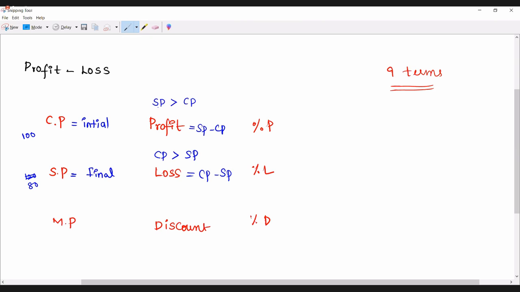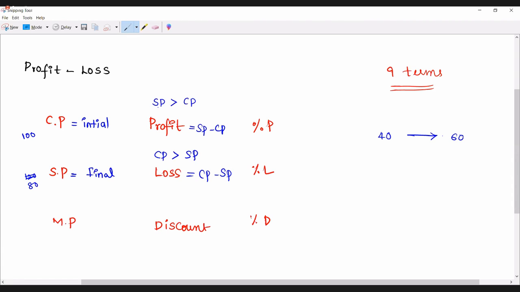But the only thing is, you have to remember the base value must always be the cost price only. See, for example, I purchased an article for 40 rupees. I am selling this article for 60 rupees. I purchased it for 40, I am selling it for 60. In this scenario, will I be in profit or loss? I can definitely say that I am in profit of 20 rupees.